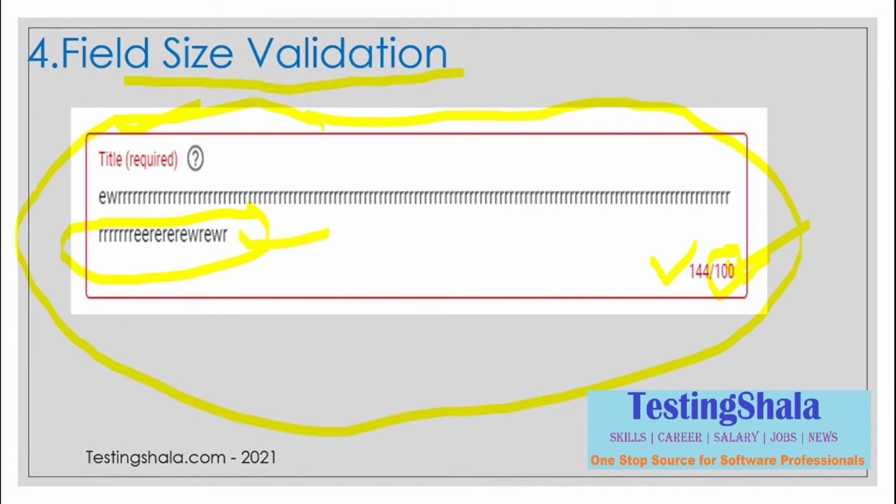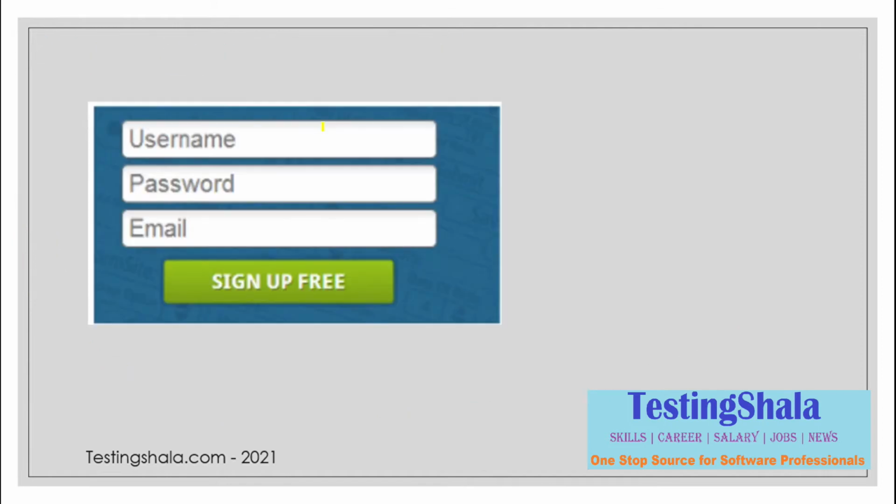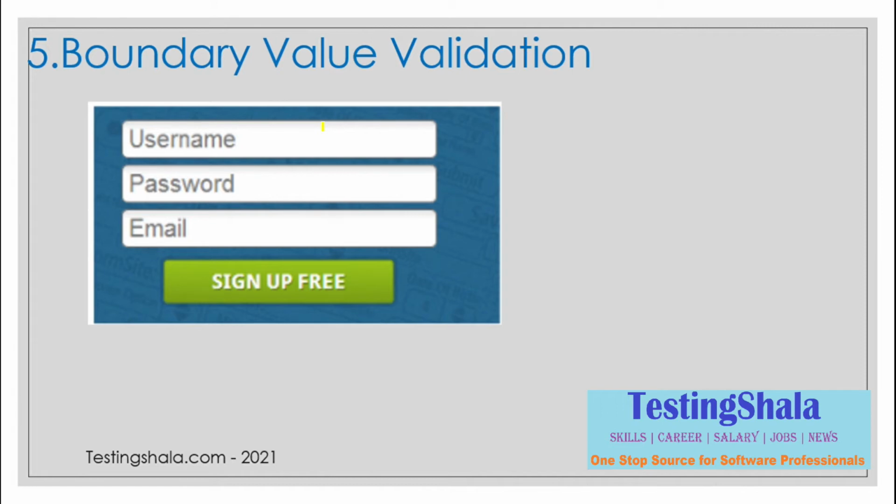Then let us move on to the fifth case, boundary value validation. There are various boundary conditions you can validate. Let's say a username cannot be more than 20 characters, or a password cannot be more than 8 characters or less than 8 characters. Various combinations of username, password and email ID you can validate with different boundary conditions just to ensure that we do the right testing here.